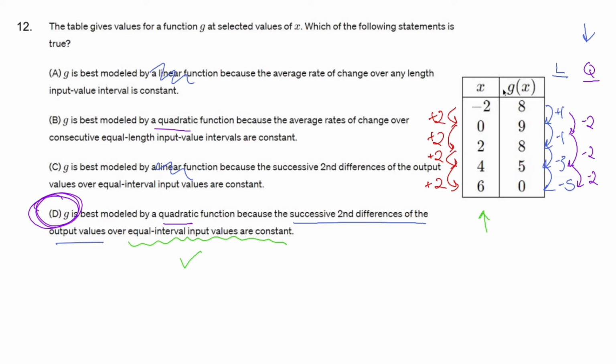Thing number 2 that we care about is the successive second differences of the output values. Some problems might word it as the rate of change of the rate of change or the second rate of change. Either way, it's going to be this guy because it's the second differences and not the first. The first differences would make it linear. So the answer is D, and hopefully I explained these well enough.